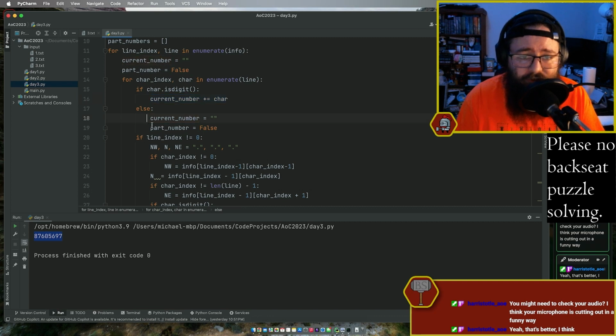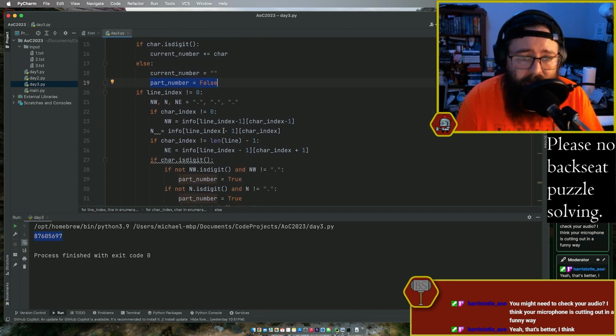And then if it's not a digit, then my number is now over and I need to reset my number. I also need to reset whether or not it's a part number, because the whole idea is we're trying to check to see if it's a part number, and part numbers are the ones that are adjacent to special characters. This is where it starts to get ugly.